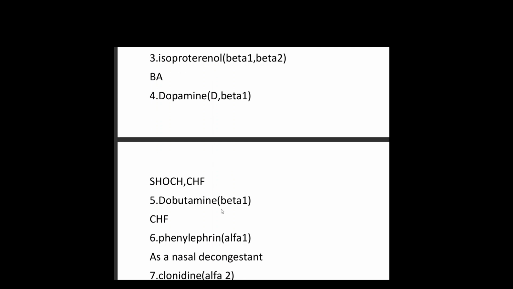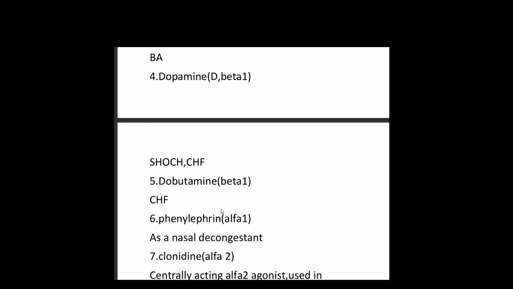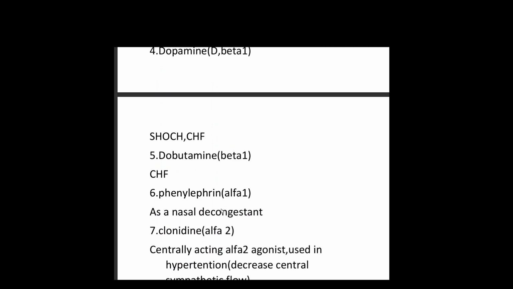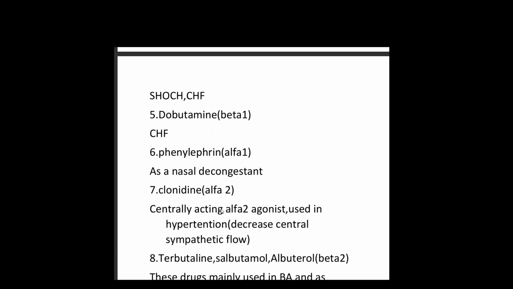Next the drug is dopamine, it is D and beta 1. It is used in congestive heart failure and shock. You could use dopamine and dobutamine, also beta 1, in congestive heart failure to increase the cardiac output.